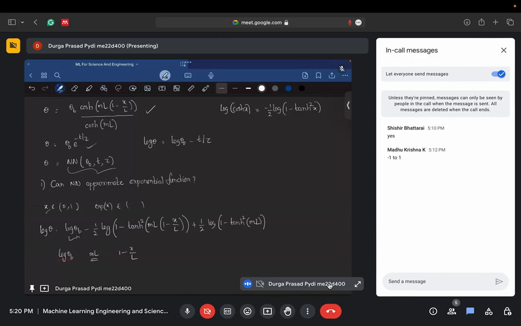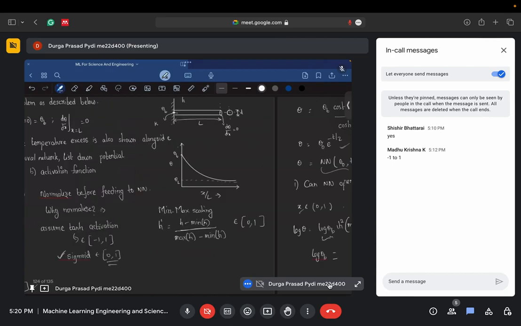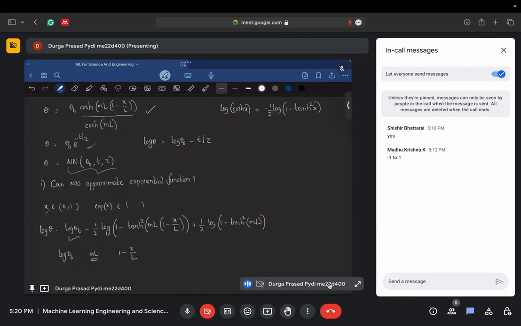The next obvious question is, how will I know which features to use? That again depends on your problem. For this particular problem, we know the governing equation and we know what the final solution looks like. At least for one particular scenario, we know that it depends on the values of ml and on x by l, so I'll choose features in that way. But for your problem, you need to come up with your own features.